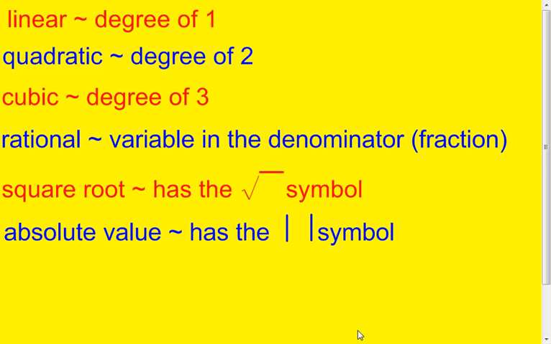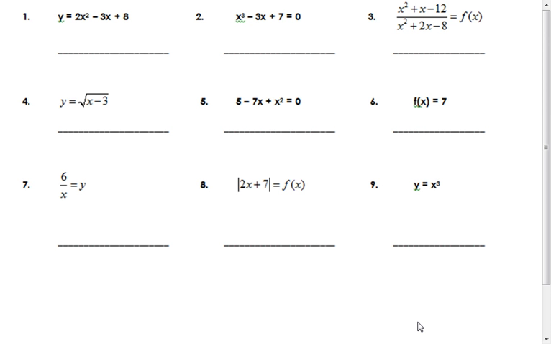A rational function has some sort of variable in the denominator. So typically that will look like a fraction, although be careful, because if you have 2x over 3, that is still a fraction, but it doesn't have a variable in the denominator. So make sure you look for not just a fraction, but a fraction with a variable in the denominator. And then, of course, a square root function will have the square root symbol in it. The absolute value function will have the absolute value symbol in it. So we're going to run through a few of these together, and then I will let you hit pause and go from there.